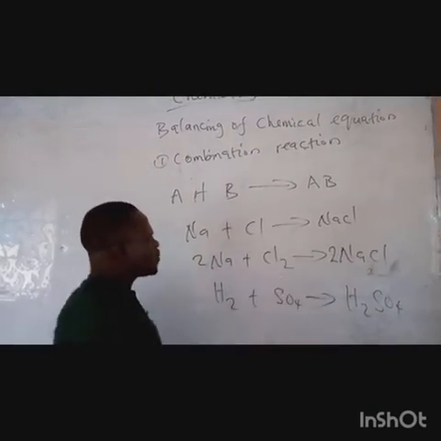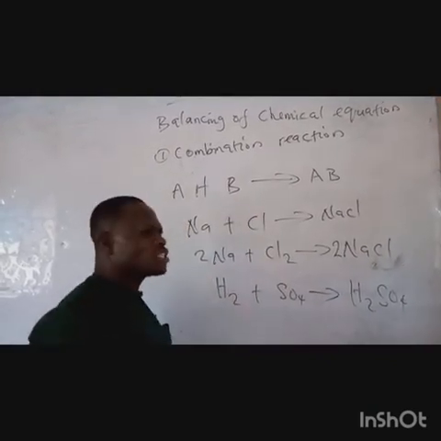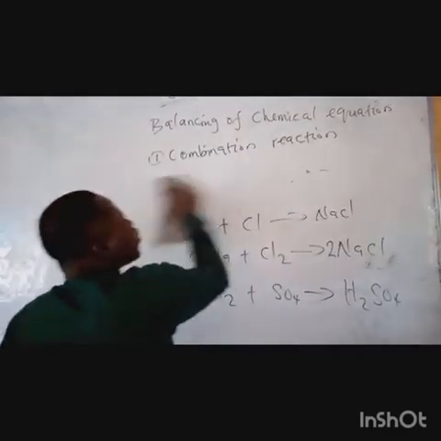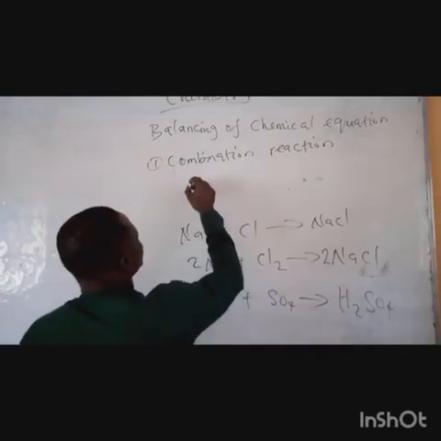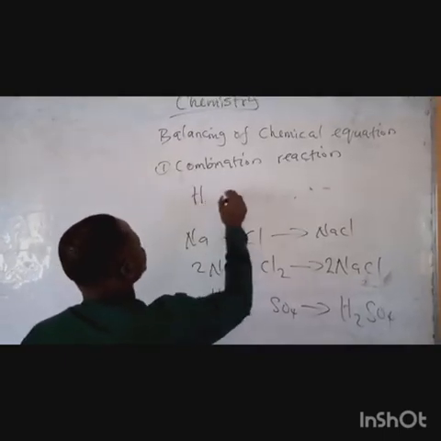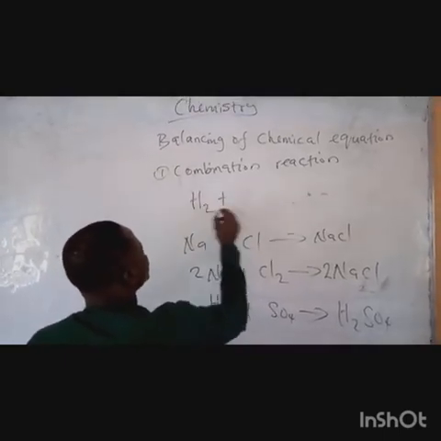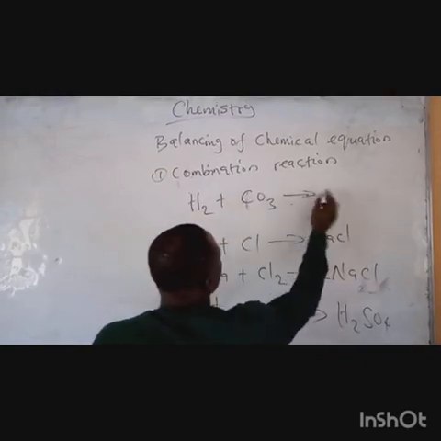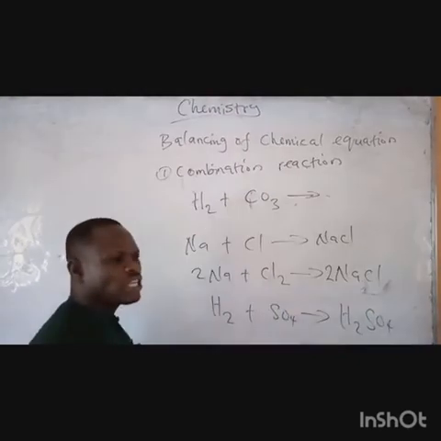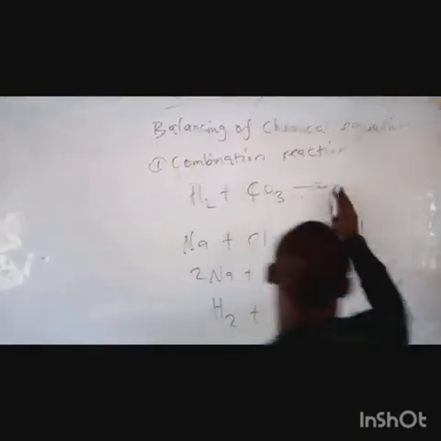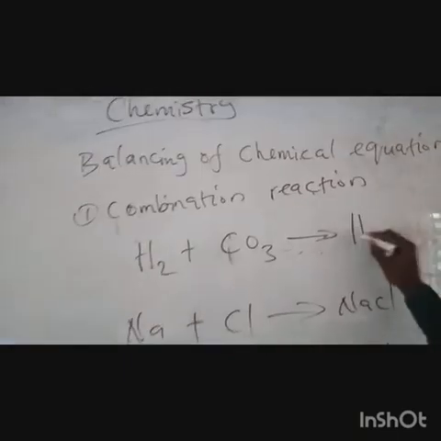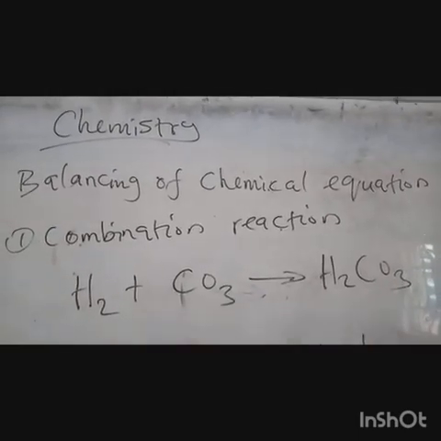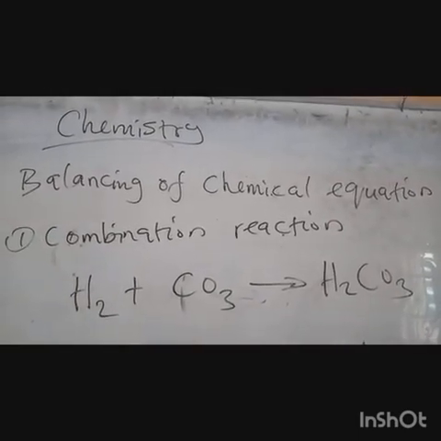We also have different types of chemical reaction. For instance, let me give you an example. You can pause the video and try this equation on your own. When you have something like H plus H2 plus CO3, what is it going to form? Of course, we know that one will form a weak acid. That is carbonic acid, H2CO3. That is how you balance this kind of chemical equation.